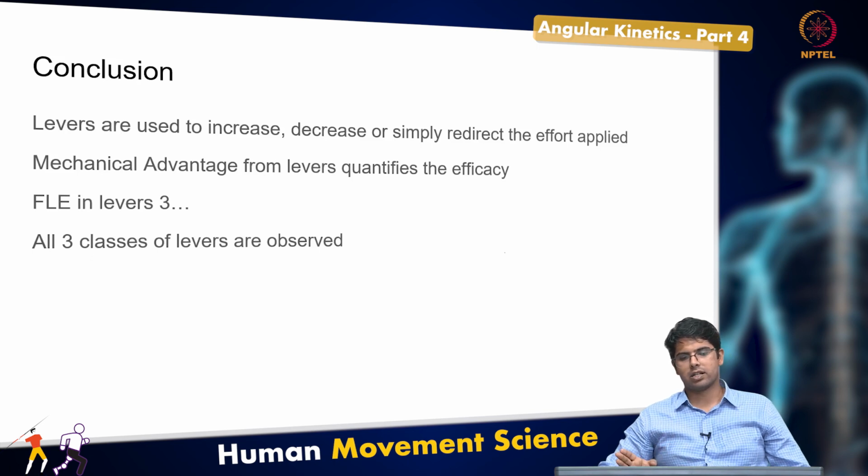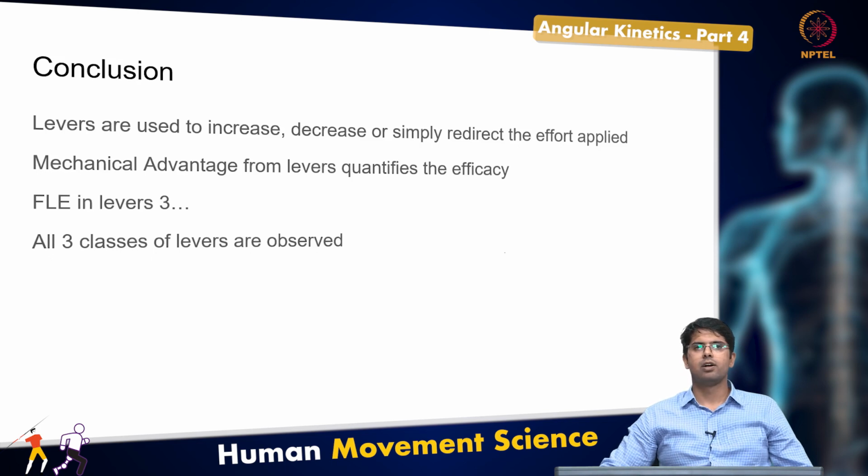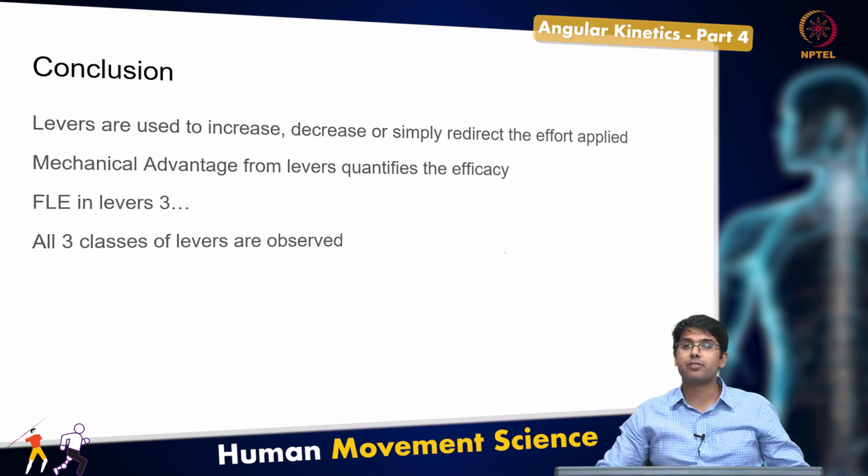So that is the 3 classes of levers, and all 3 classes are observed in the human body, although a lot of musculoskeletal arrangements end up being levers of the 3rd class, where the effort is being applied in the middle of the segment. Right? So that's it for levers, and we'll conclude this here.